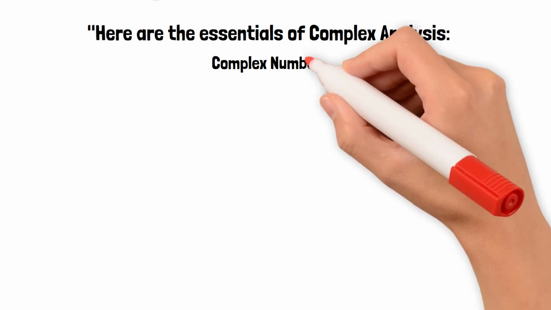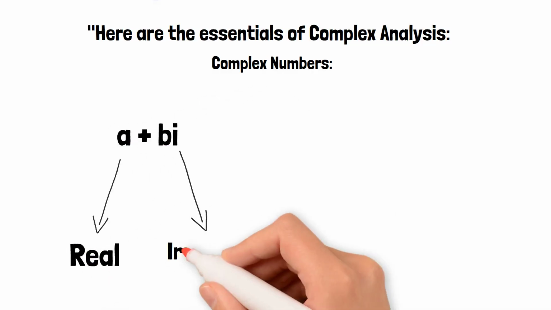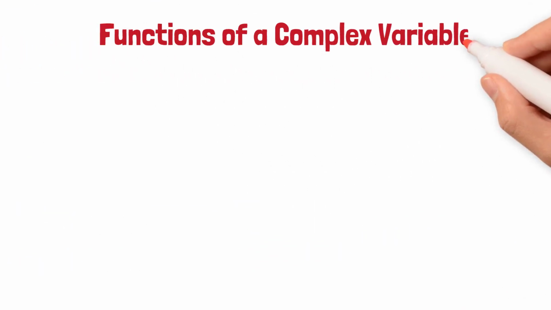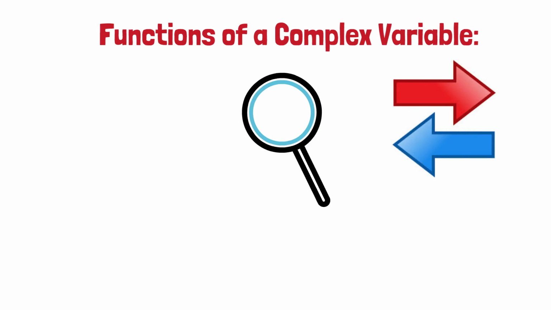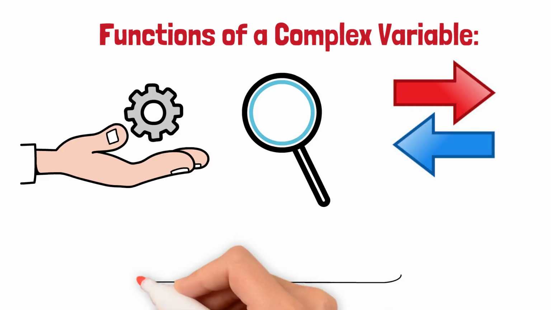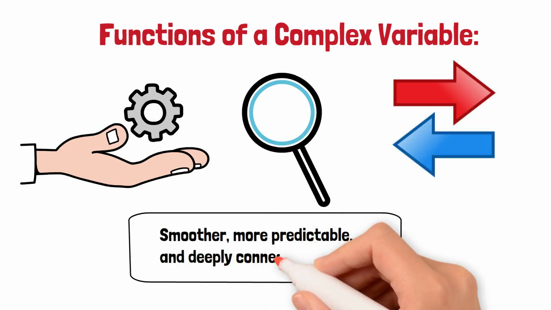Complex numbers. A complex number looks like a plus bi, where a is real and bi is imaginary. Together, they form a point on the complex plane. Functions of a complex variable. Just as we study functions with real inputs and outputs, complex analysis explores functions with complex inputs. Surprisingly, these functions often behave better than real functions. They're smoother, more predictable, and deeply connected to geometry.